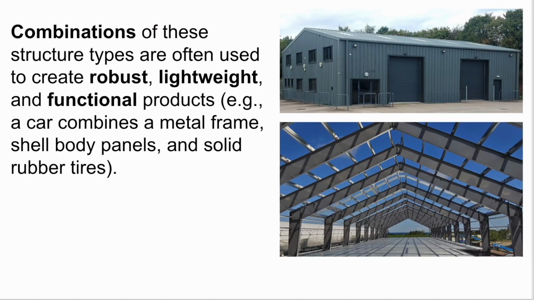Now, most of the types of structures that we see are actually a combination of these types of structures. So for instance, here's a frame and it's got this shell on the outside of it. You can see right there. And they provide a robust, lightweight, and functional product. Cars combine a metal frame. They have a shell body panels.